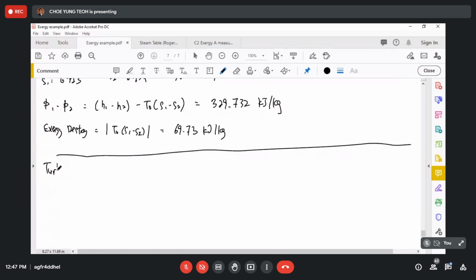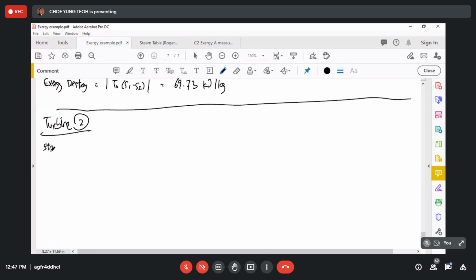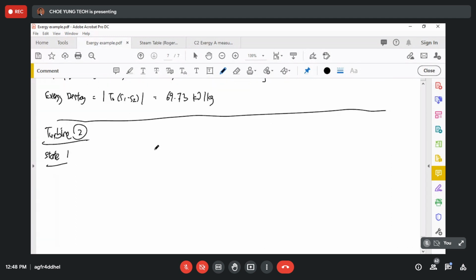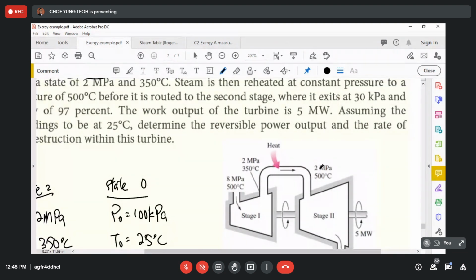So at turbine two, you also do the same thing. You have state one, state two, and state zero. State one, so pressure. Okay, read carefully. The steam is then reheated at constant pressure to a temperature of 500 degrees Celsius. So it means the temperature is 500, but the pressure still remains at 2 megapascal, and this will be the input for state two.